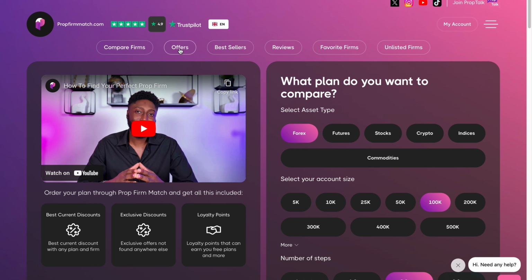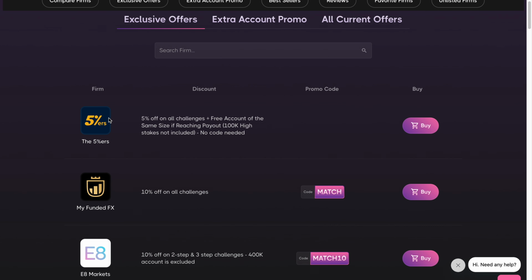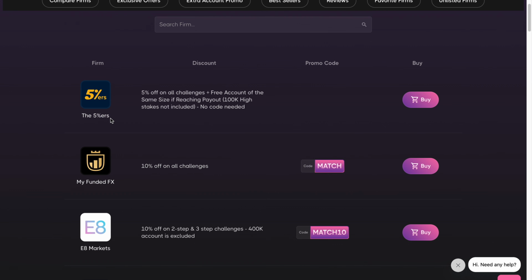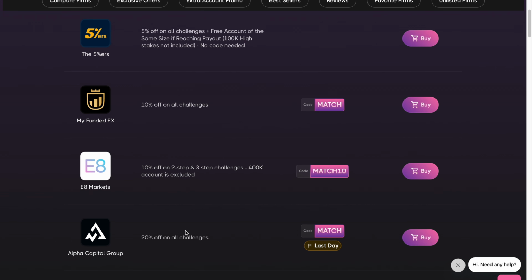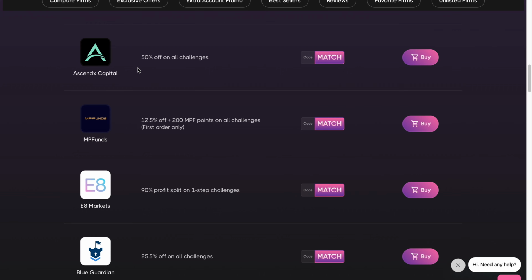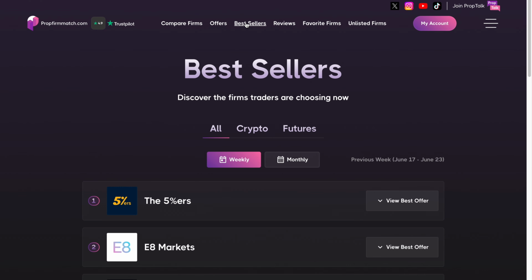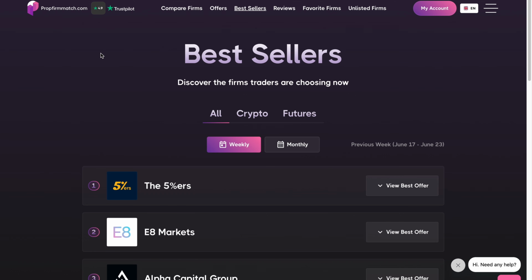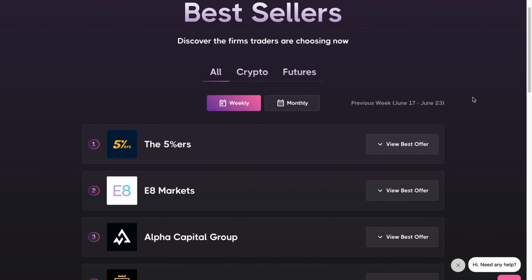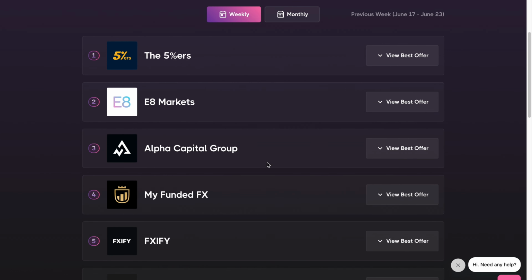What I like is also the offers. So are there any discounts? Why I like discounts? You remember from the batching of the prop firm accounts that you buy 5 or 10 in a row. Well, I like to buy in batch when there's huge discounts. For example, 20% off, very nice. Most prop firms, 50% off on all challenges. So yeah, very interesting. Bestsellers on Prop Firm Match, when a prop firm gets the most clicks, they will be here at the bestsellers. So they know, okay, these are the most popular right now.